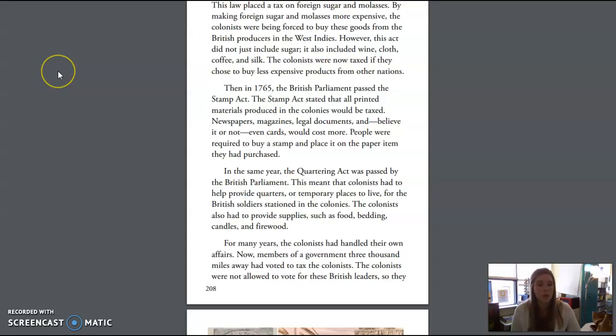In the same year, the Quartering Act was passed by the British Parliament. This meant the colonists had to help provide quarters, or temporary places to live, for the British soldiers stationed in the colonies. The colonists also had to provide supplies, such as food, bedding, candles, and firewood.